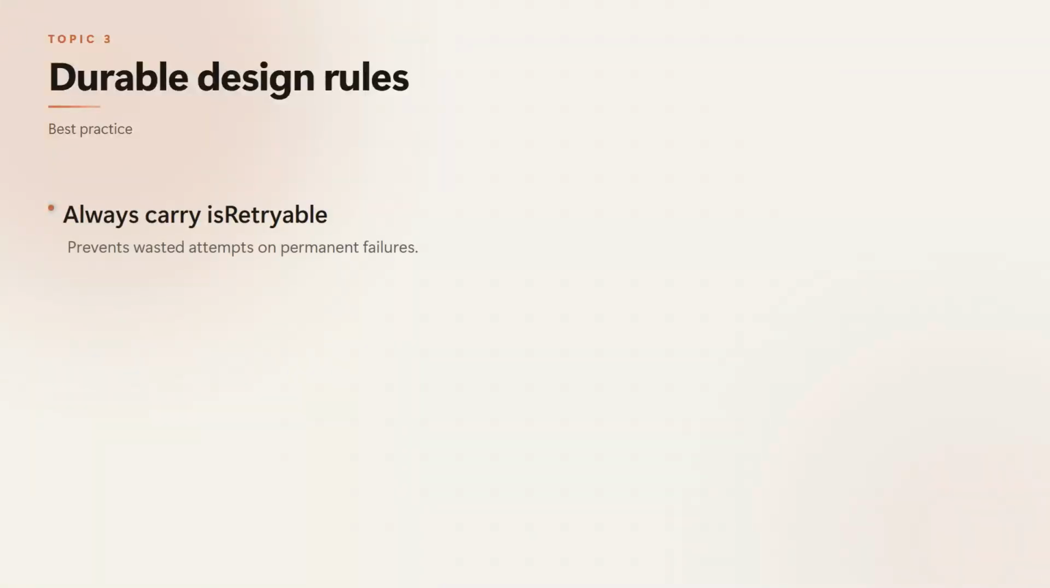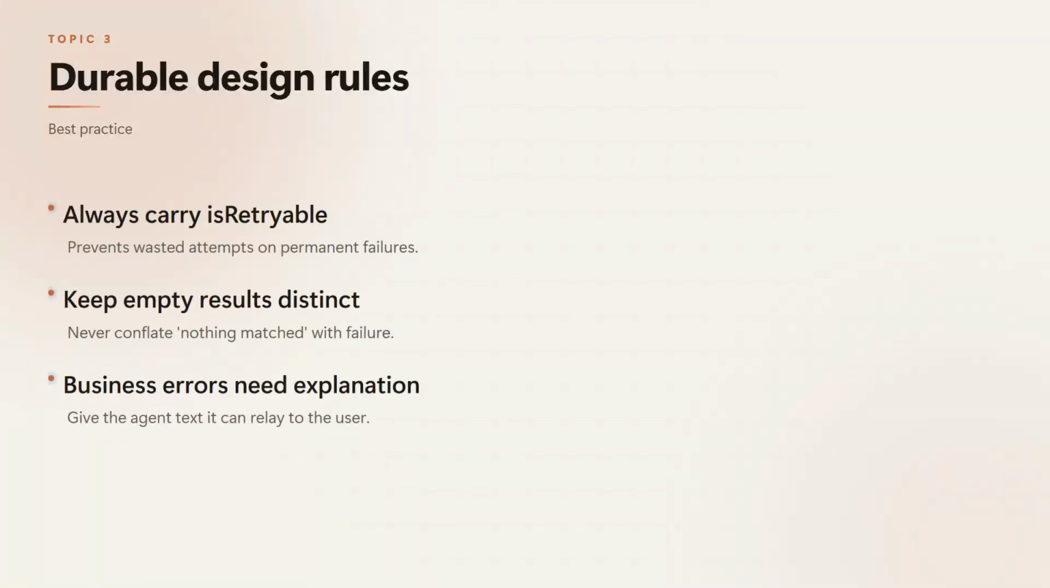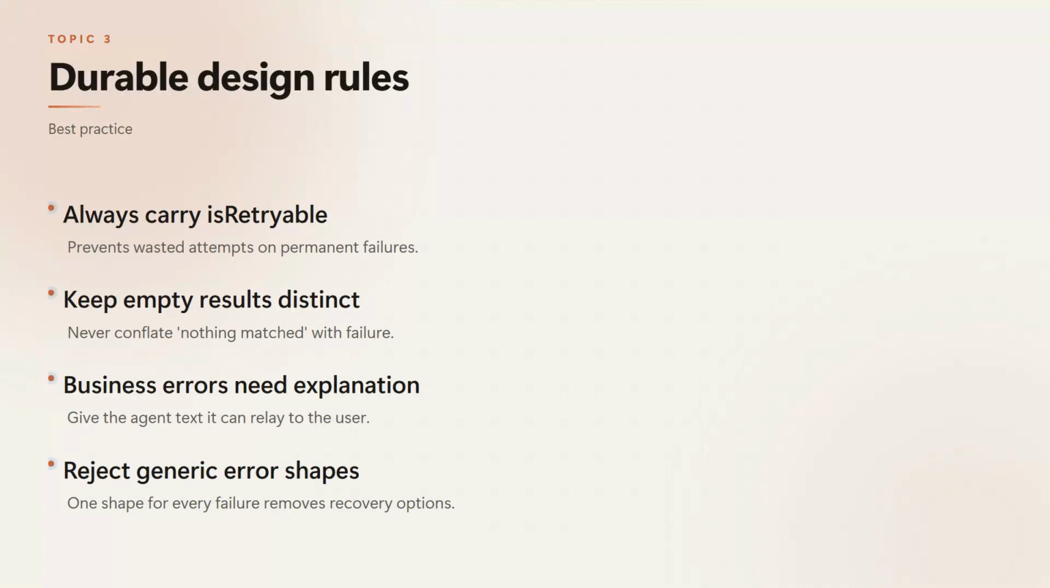The durable rule is this: every tool response must carry an isRetryable flag and enough metadata for the agent to decide what to do next. Reject the temptation to use one generic error shape for every failure. It removes recovery options and forces the agent to guess. Instead, categorize the failure and let the agent branch on that category. And never report an empty result as an error. That distinction between nothing matched and we could not look is critical in any system where a coordinator is making decisions. It is true outside any exam and will save you from brittle production failures.